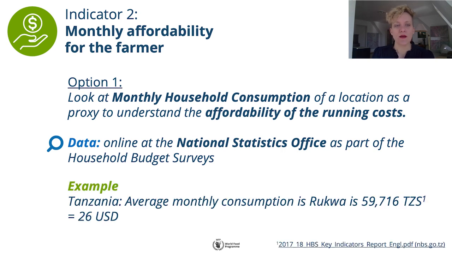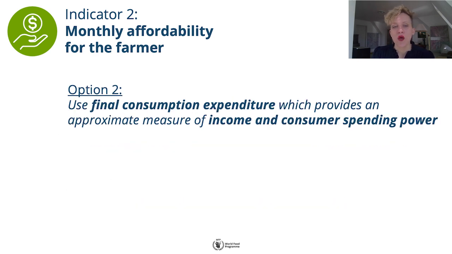Let's give you an example. In Tanzania, I looked up the average monthly consumption in Rukwa is 59,000 Tanzanian shilling, or the equivalent of around $26. Having that data point helps you enormously in putting the affordability for the farmer in the right context. Meaning, how much income would they usually have? Would they have any form of income source or money? And how does it look like in the country's context? Option number 2.